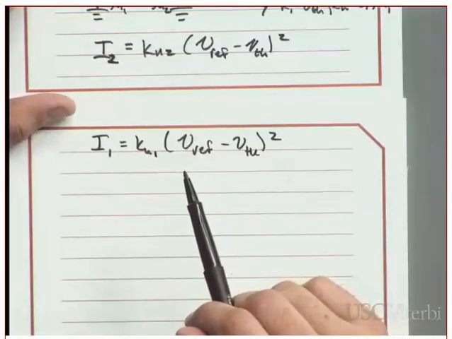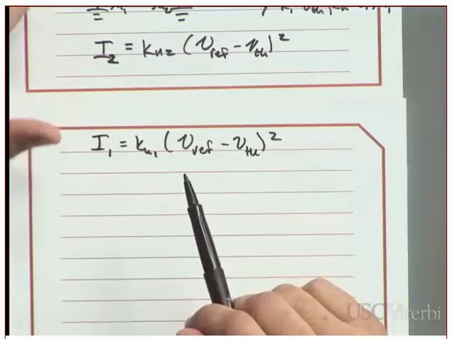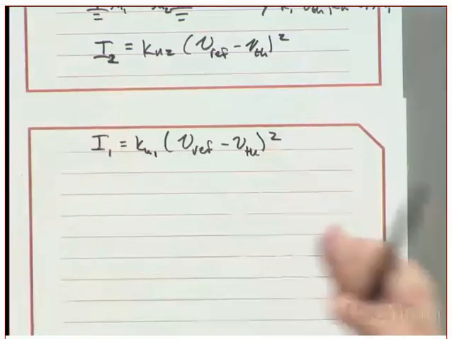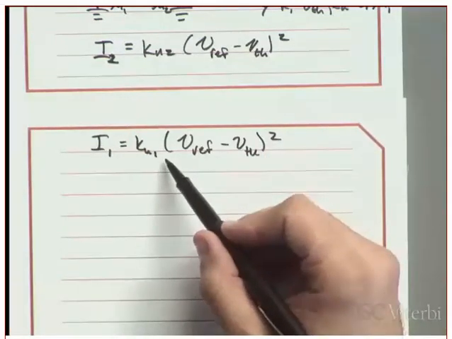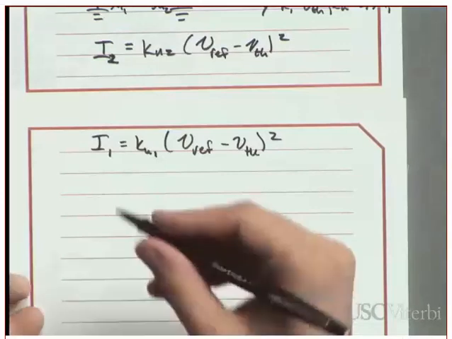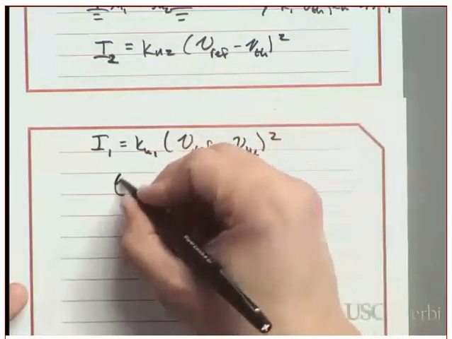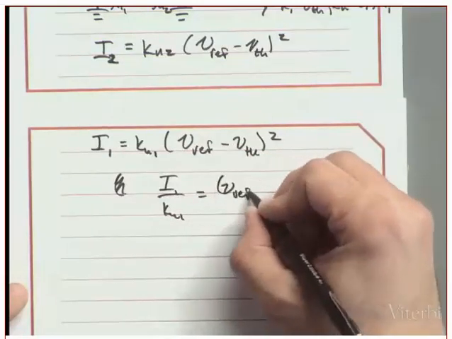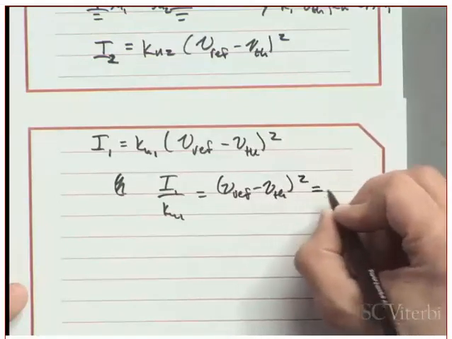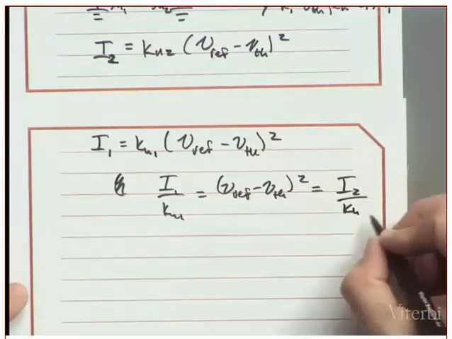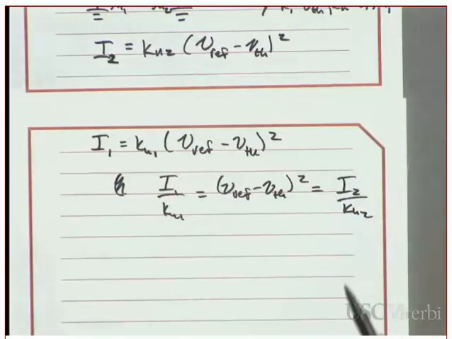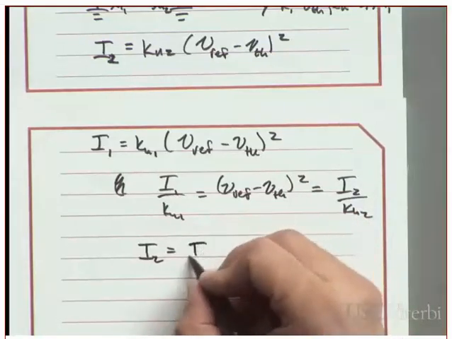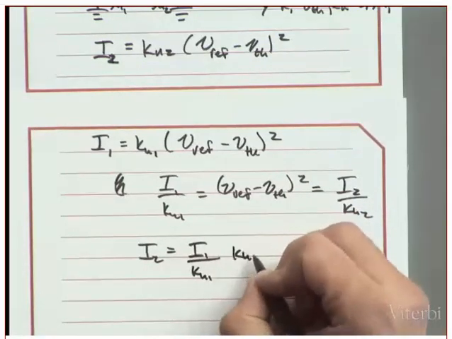So I can go ahead and solve for I1 over KN1 and I2 over KN2 and set them equal to each other, since after that, we'll just have VREF minus VTH squared on the right-hand side. Quick example of what I mean by that. I1 over KN1 equals that, and then the same thing is true for I2 over KN2. Okay? And so I2 is now obviously, hopefully, I1 over KN1 times KN2.